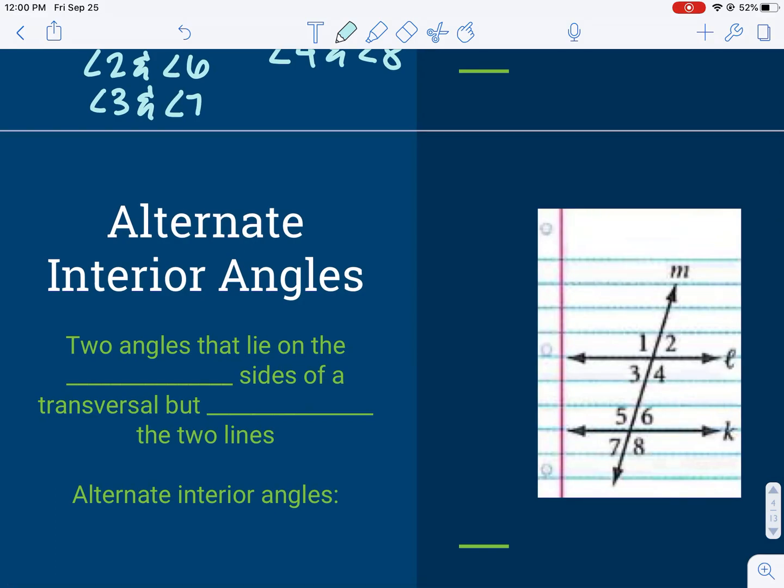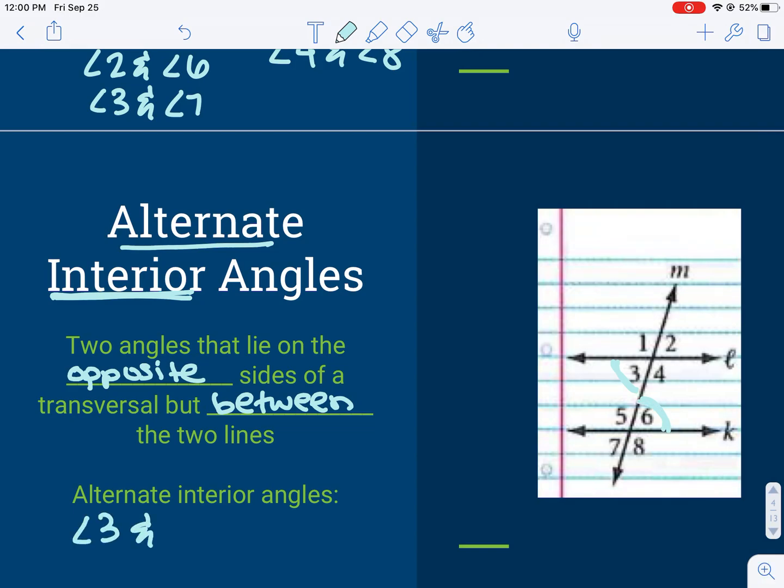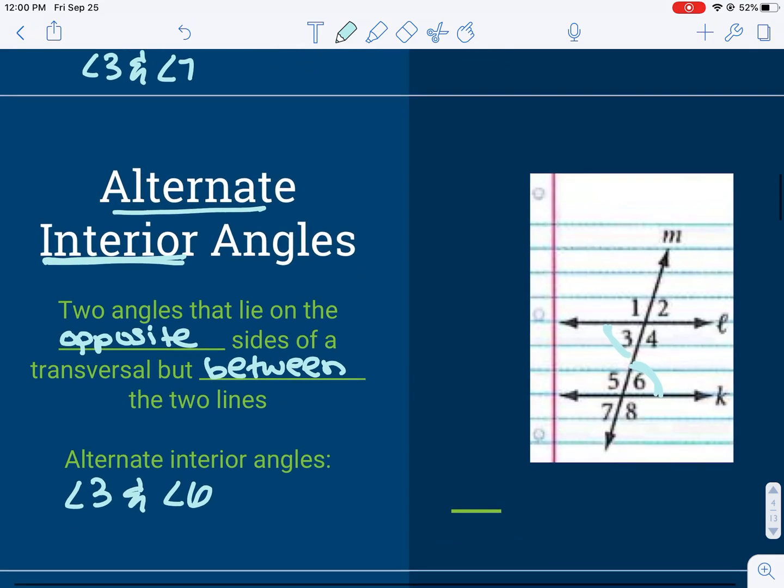My alternate interior angles then are going to be two angles that lie on opposite sides of a transversal, but between the two lines. So the alternate tells me they're on opposite sides. Interior tells me it's inside the lines. So for example, angle 3 and angle 6. Or I could say angle 5 and angle 4.